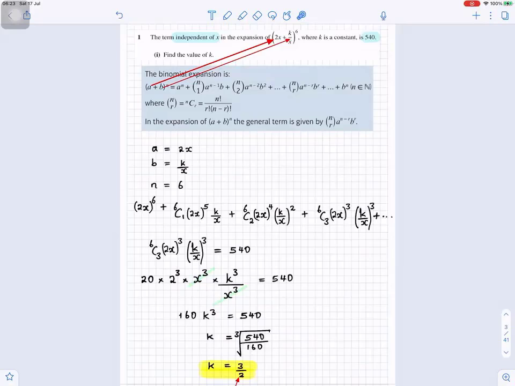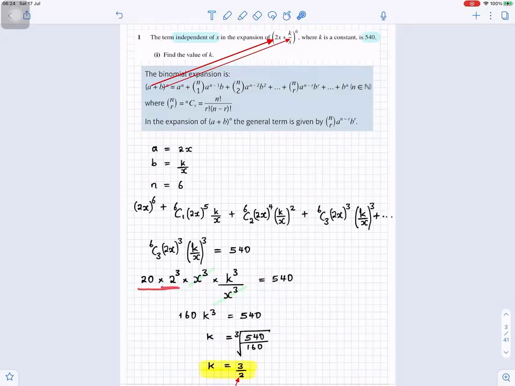And now, you want the one which is independent of x. If you have x cubed at the top and x cubed at the bottom, they will cancel each other and there will be no x. That is why we are using this term. So 6 combination 3 gives you 20, 2 cubed is 8, and the x cubed will cancel x cubed. And you have k cubed equals 540.